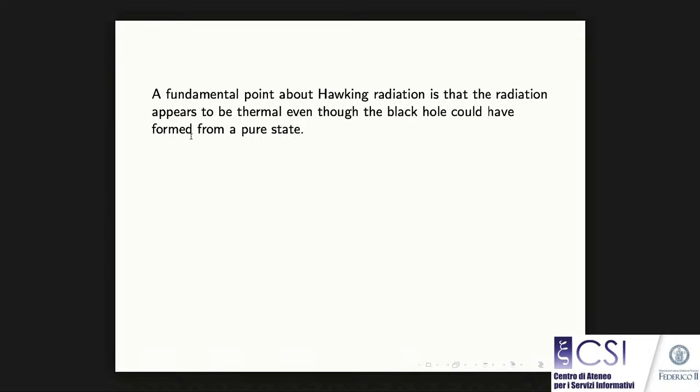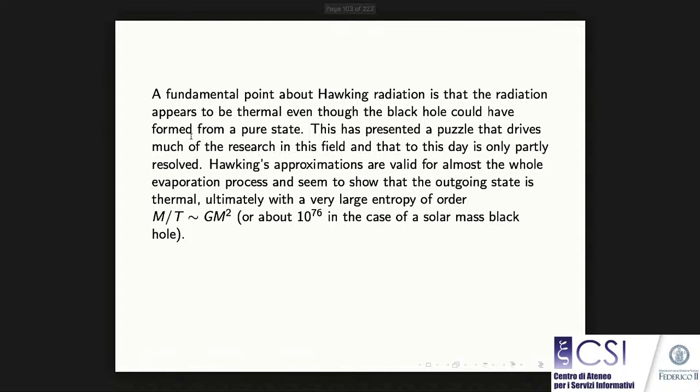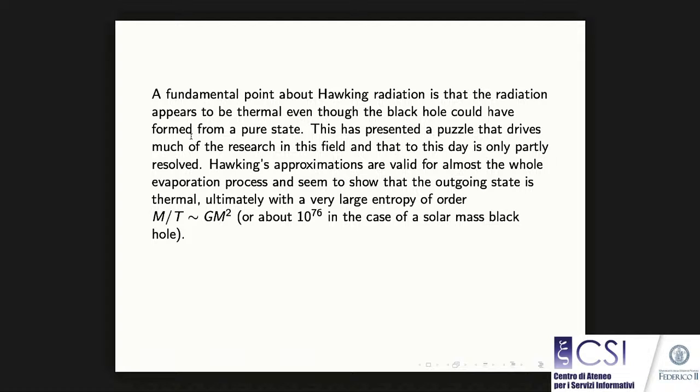Let me try again. A black hole in the real world forms from a very low entropy state compared to its entropy as a black hole. So in the real world, black holes originate as close to being pure states. Yet they appear to radiate in a purely thermal fashion. That's presented a puzzle that drives much of the research in this field, and that to this day is only partly resolved. The puzzle is, how can you get what appears to be purely thermal radiation from something that is born in almost a pure state? We'll make the puzzle more quantitative at the end of the talk, and also I'll explain a little bit of what is understood now.